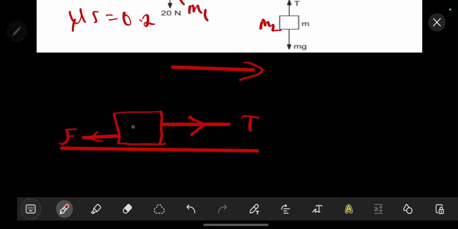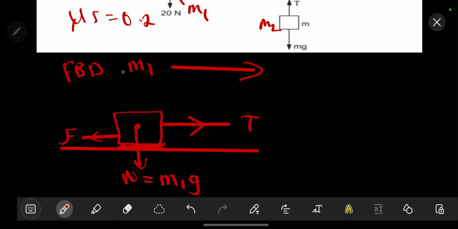This is how we come up with a free body diagram in case they haven't drawn for you. Then we have, this is a box, meaning to say it exerts a gravitational force downwards like that. So we are going to call this one the weight. So the weight, it shall be equal to m1g. So this is the free body diagram for m1. We can say for m1 like that.